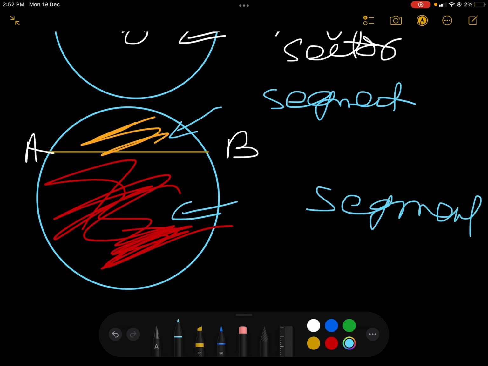As you can see, the segment which is in yellow is much smaller. It's smaller than half the circle, so we'll call it the minor segment. And the other one, since it's more than half of the circle, we'll call it the major segment.